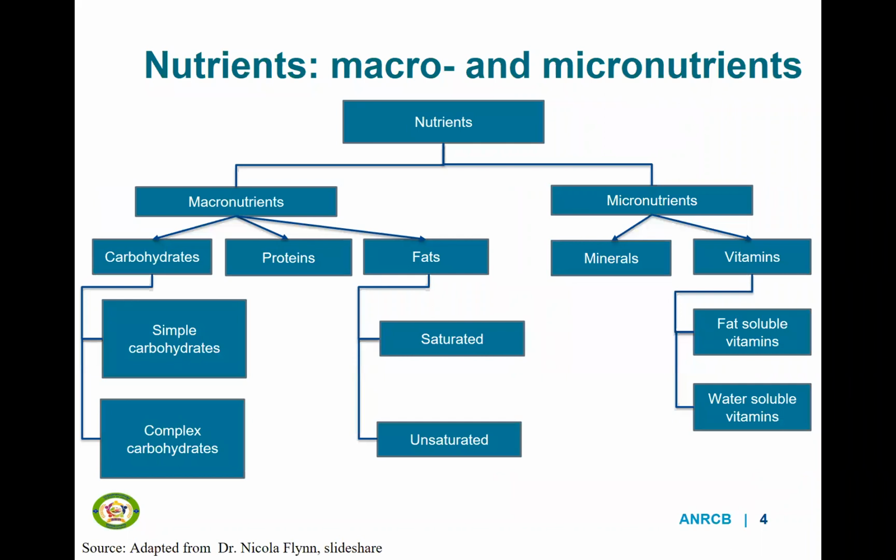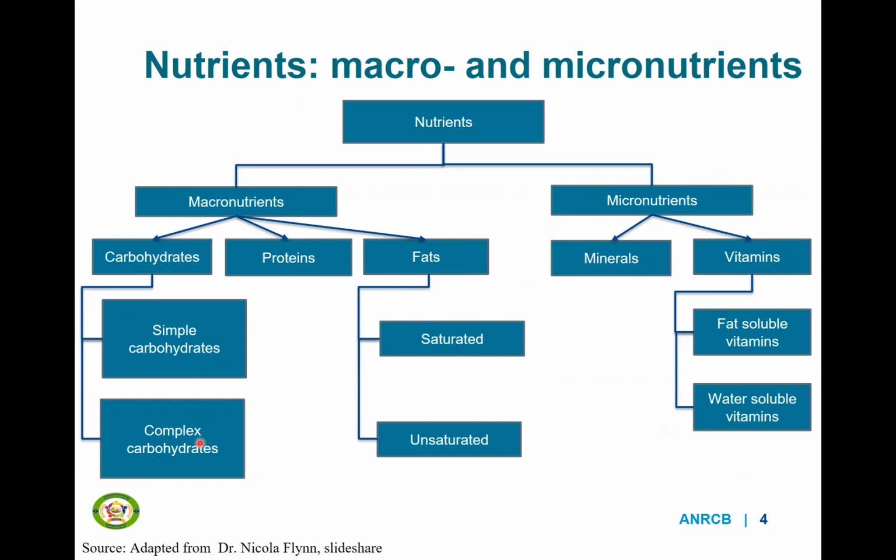So first of all, we can classify all these various nutrients into two groups, the macronutrients and the micronutrients. The macronutrients are large chemical compounds. The micronutrients are small chemical compounds. So macronutrients include carbohydrates, proteins, and fats. Micronutrients are minerals and vitamins. And then there are some differences among these nutrients, and we will discuss these a bit more.